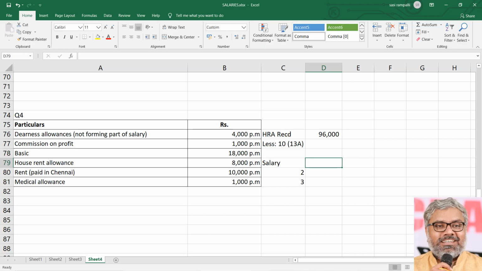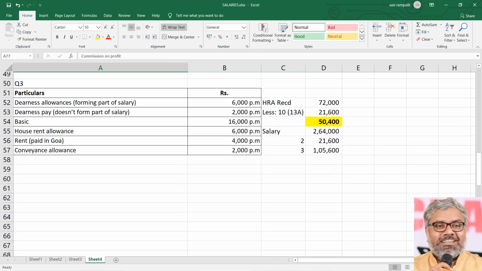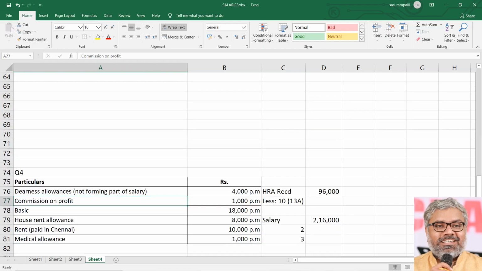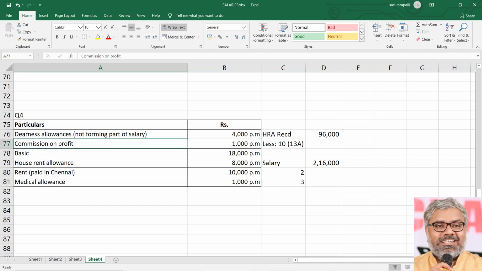What is the salary for this purpose? Here, basic is given 18,000 per month. Directly we have to take it multiplied with 12. Why? Because dearness allowance was not forming part of salary, so it should not be included. And here the commission is given not on turnover, it is given on profit. In earlier cases the commission was on turnover. Commission on turnover should be taken into consideration for calculating salary, whereas commission on profit should not be considered while calculating this salary.